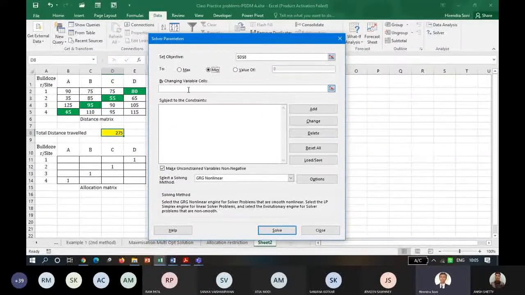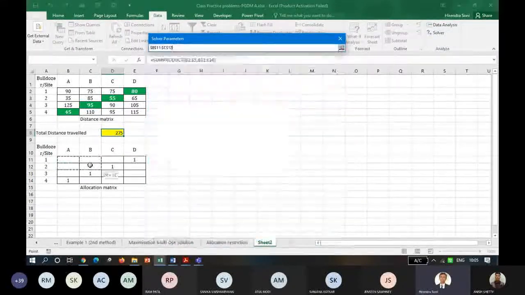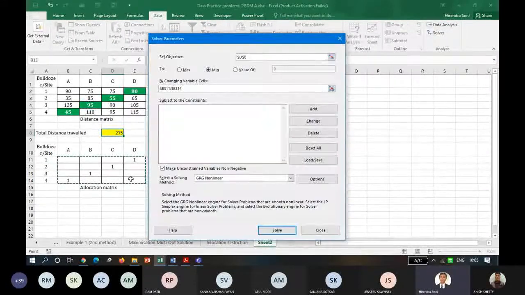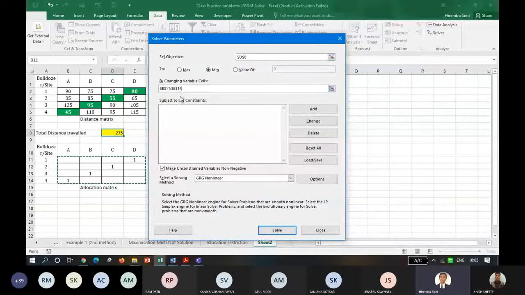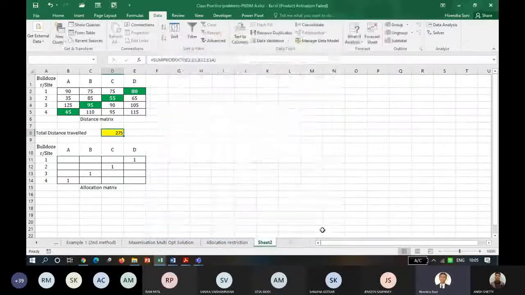Now, by changing variable cells, which cells are to be changed? The values in these cells are to be changed. So just इधर पर क्लिक करके इसको आप सेलेक्ट करोगे तो अपने आप ही उसका रेफरेंसेस यहाँ पर आ जाता है। Then the next thing is you have to add the constraints. What are your constraints? अभी हमने इधर पर constraints कुछ भी define ही नहीं किए हैं, तो we'll have to close this and again come back.